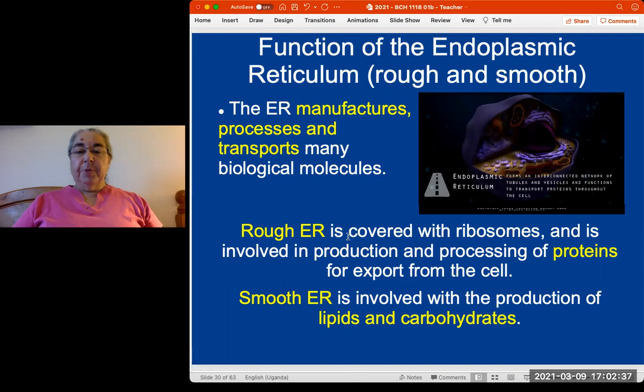The difference between rough ER and smooth ER is that the rough ER is covered with ribosomes, little knobbles of ribosomes on the membrane structure of the endoplasmic reticulum. And the rough ER is involved in producing and processing proteins, especially proteins which are going to be exported from the cell. And the smooth endoplasmic reticulum is more involved in the production of lipids and carbohydrates.